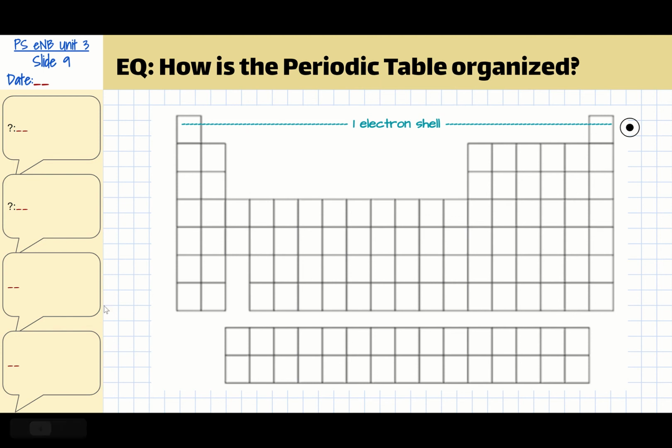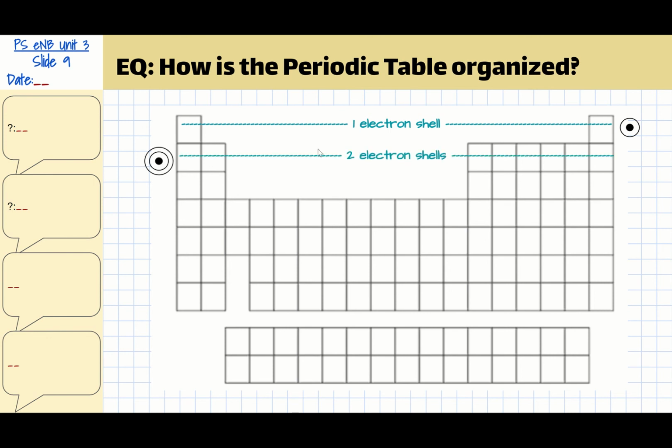If we look at this very first row, okay, we only have 2 elements in the first row of the periodic table, okay? But those elements just have 1 electron shell. If you were to draw the Bohr diagram for an atom in the first row of the periodic table, or an element in the first row of the periodic table, it's just going to have 1 shell, okay?